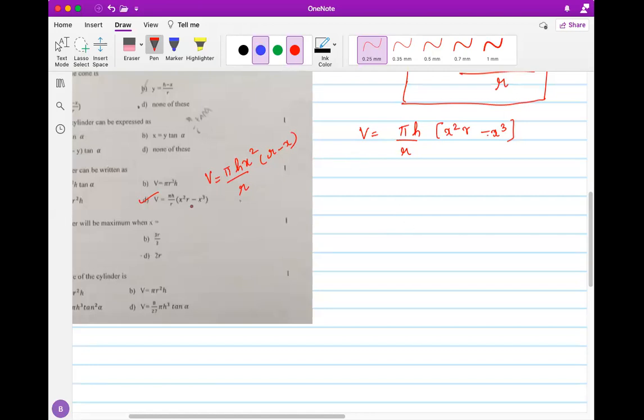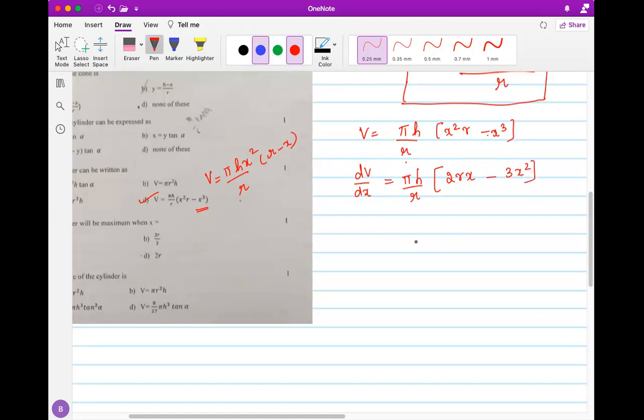Yeah, we can use this statement V is equal to pi h by r, and differentiate with respect to x itself. So pi h is constant divided by r, and here x square into r. So r is a constant again. So 2rx minus 3x square.